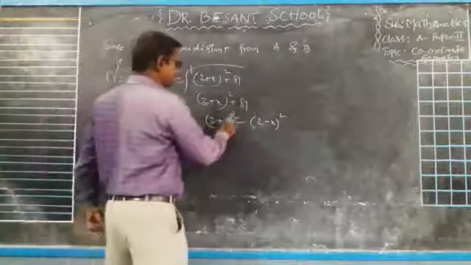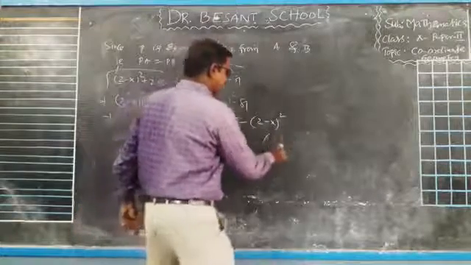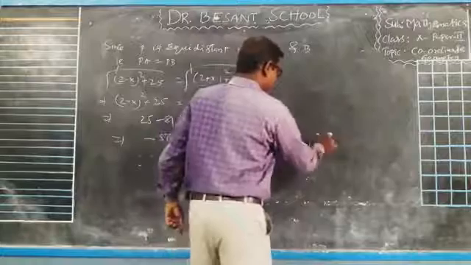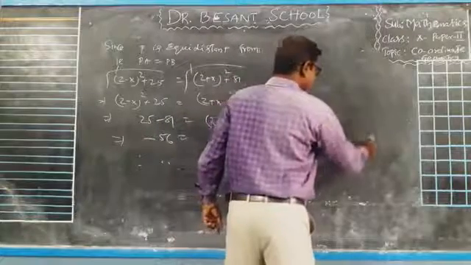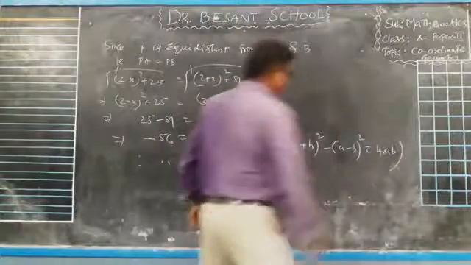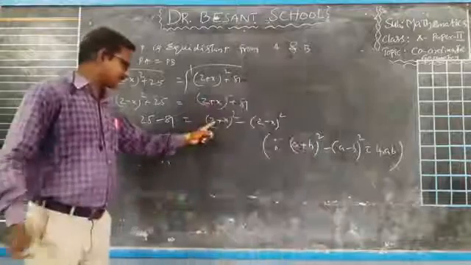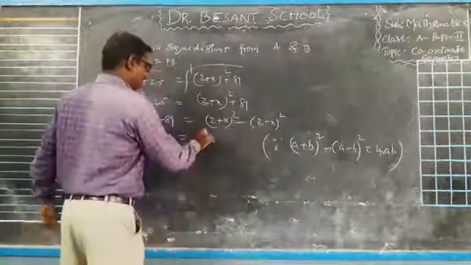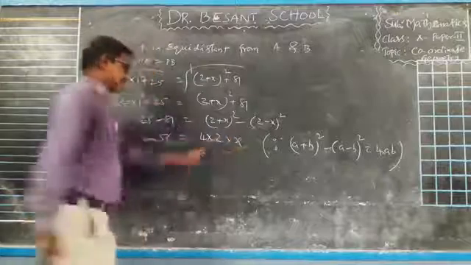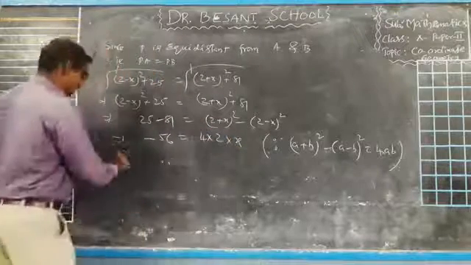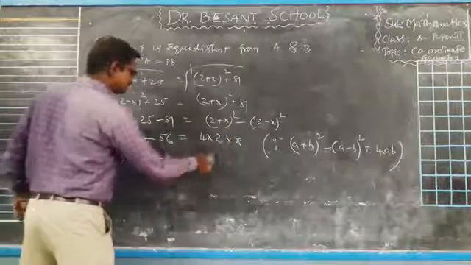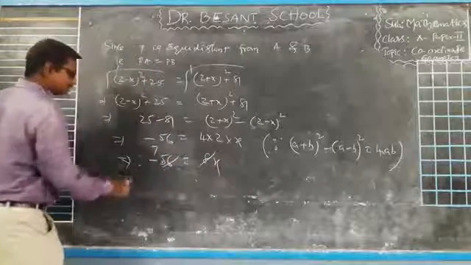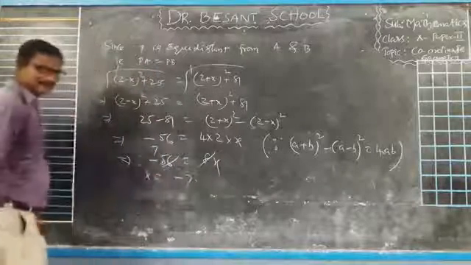It is of the form (a plus b) whole square minus (a minus b) whole square. Since (a plus b) whole square minus (a minus b) whole square, the formula is 4ab. Once observe children, it is of the form (a plus b) whole square minus (a minus b) whole square, 4ab, where a is 2, b is x. Now observe, minus 56 is equal to 8x. 8 7s are 56. So x is equal to minus 7.